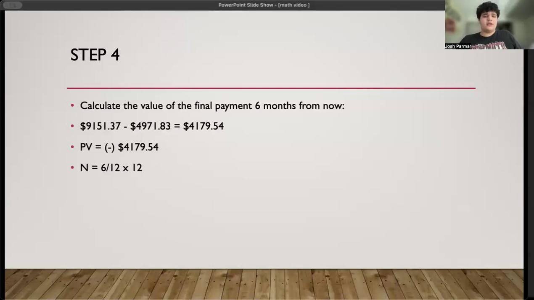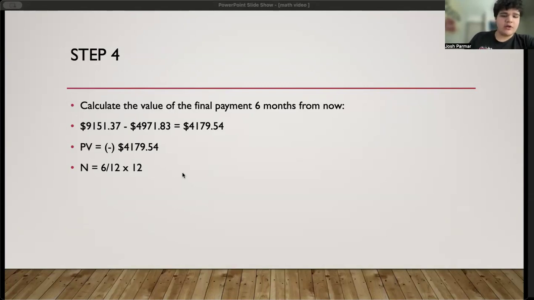We're going to calculate the value of the final payment 6 months from now. This number right here, the 4,179 and 54 cents, is the difference between the first two missed payments and payment C at today's value. So we take those off of each other, and then we come up with this number right here. We're going to go back into the calculator and figure out what we need to put in here. We're calculating for future value because we already have the present value.